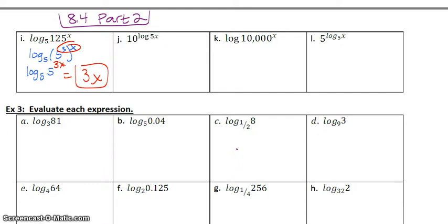Part J. This is another one where if it's a common logarithm, really it has a base 10, remember. And the 10 and the log base 10 cancel, and that one's just equal to 5x then.